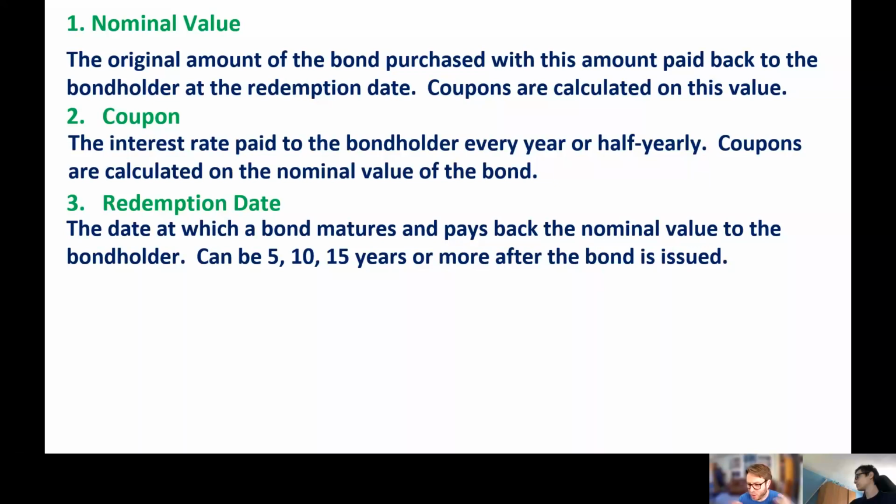And the redemption date on a bond can be 5 years, 10 years, 15 years, basically anything over a year in length. But some of them are quite long, some of them are shorter. And remember, we may have even spoken about perpetual bonds that used to be in existence that had no end date.